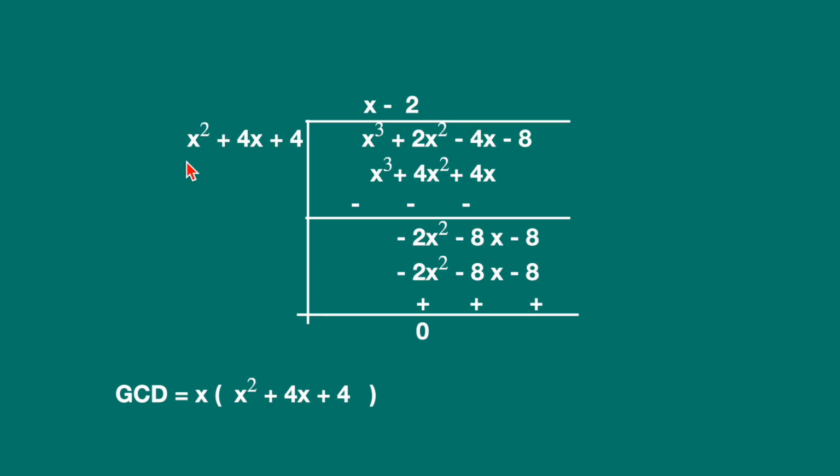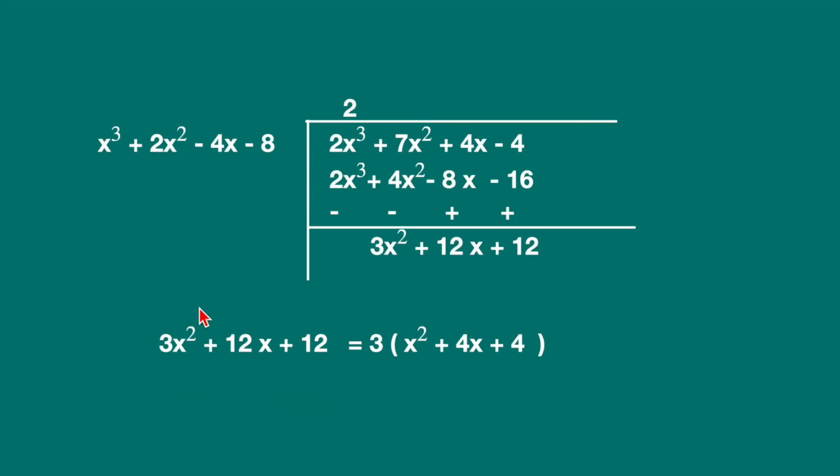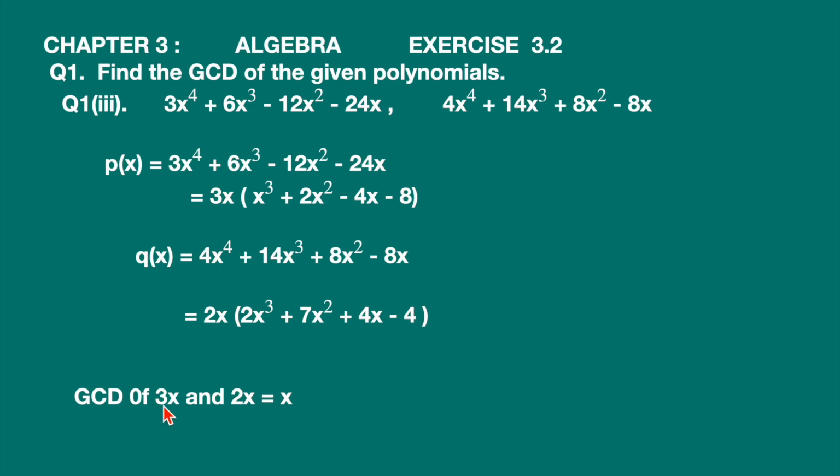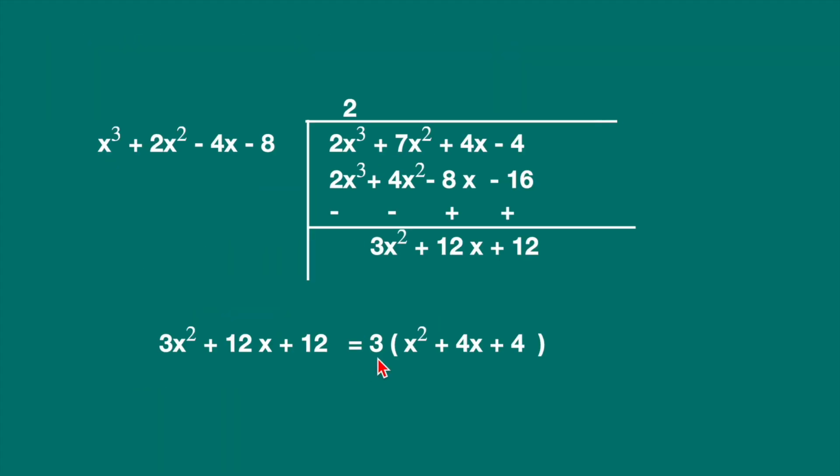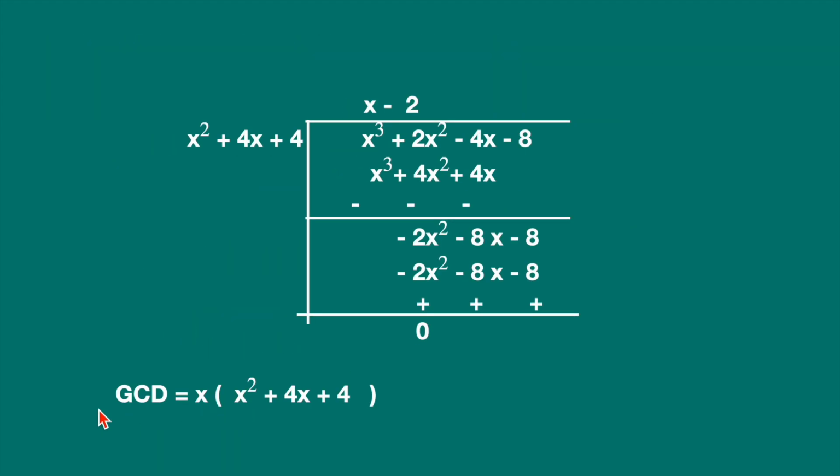And this will be the GCD, the divisor. So you can write down. Now we already know that the GCD of the common factors was x. So that x also you should multiply here in the final answer. x into the divisor, like this. This is the answer. This is the GCD. Okay.